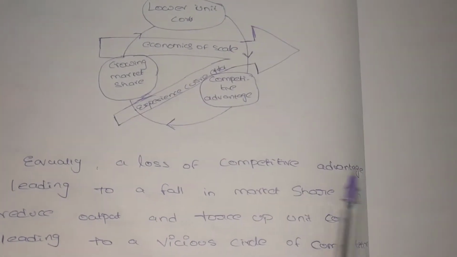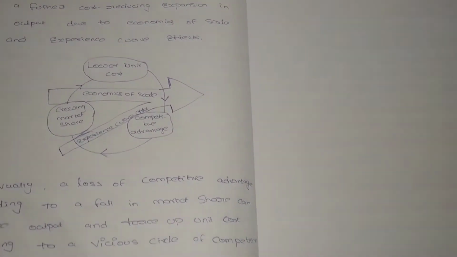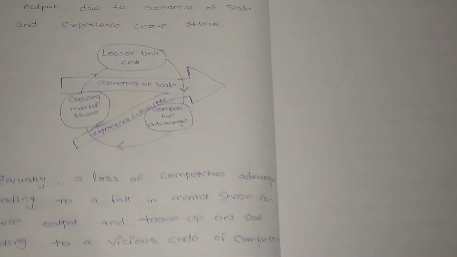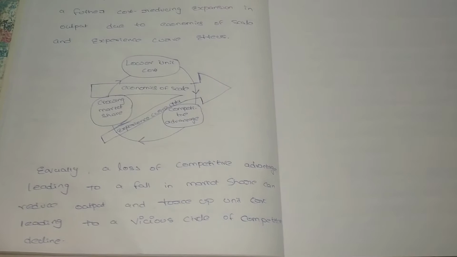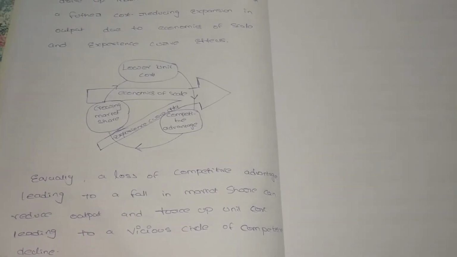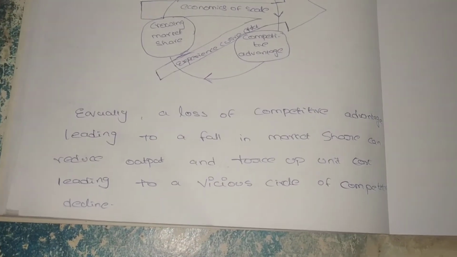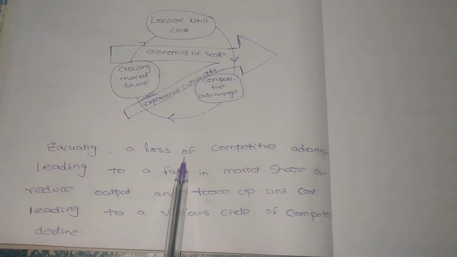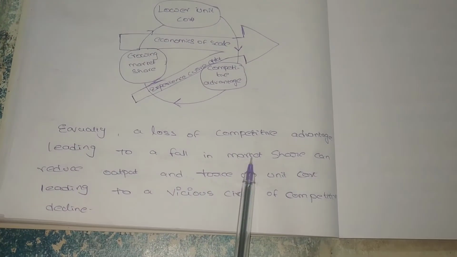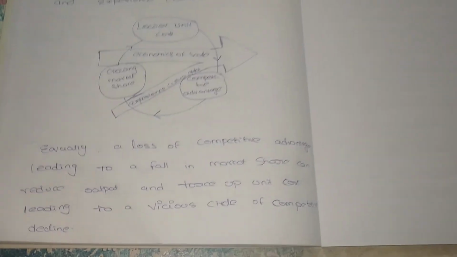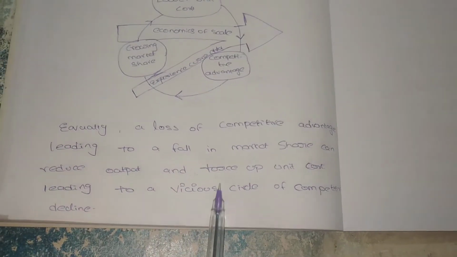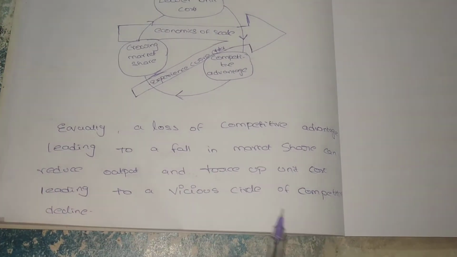Equally, a loss of competitive advantage: up to now we studied the chance of reducing the cost of production, but if the cost of production increases, we are unable to produce the goods at reasonable prices, so our market share will definitely decline. Equally, a loss of competitive advantage leading to a fall in market share can reduce output. So if there is any increase in the cost of production, our output will reduce and force up unit cost, leading to a vicious cycle of competitive decline.